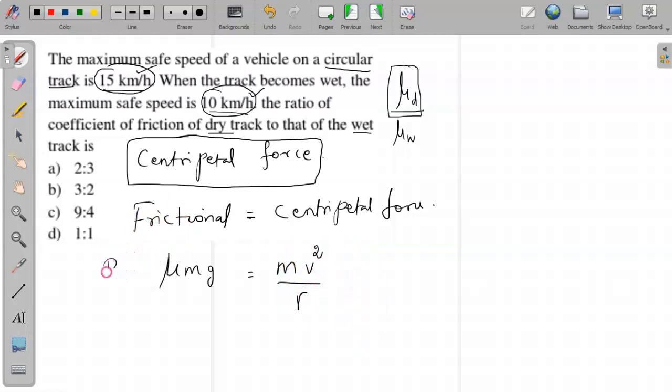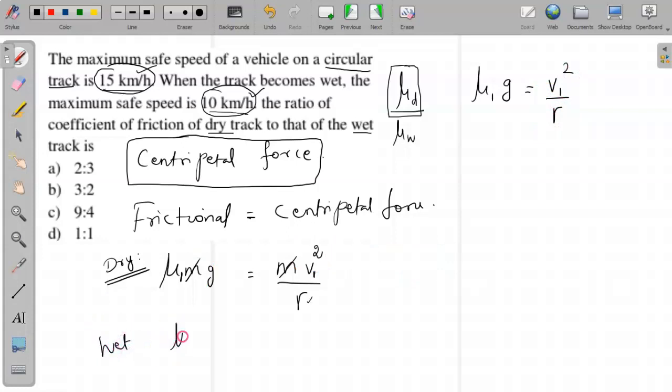Here, for the dry track, we can create the formula. For the dry track, mu will be mu1, we can assume. The mass of the vehicle is the same, g is the same, and the radius is the same, and the speed is v1. So mu1 mg equals m v1 square by r. The mass of the car is the same, so we can cancel it out. So we created a formula for the dry track: mu1 g equals v1 square divided by the radius of the track.